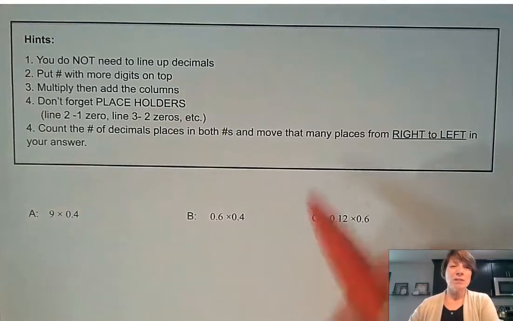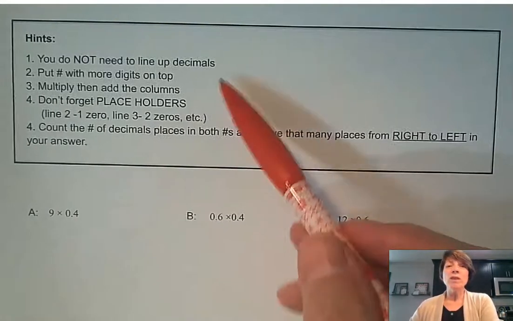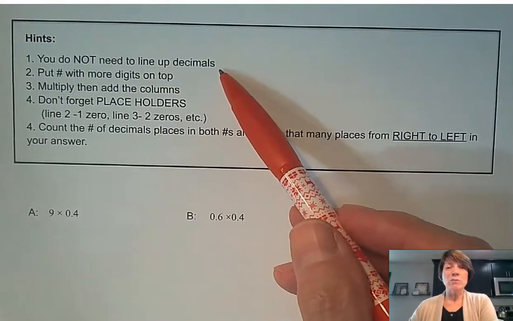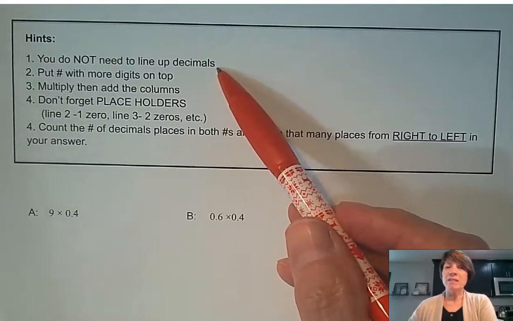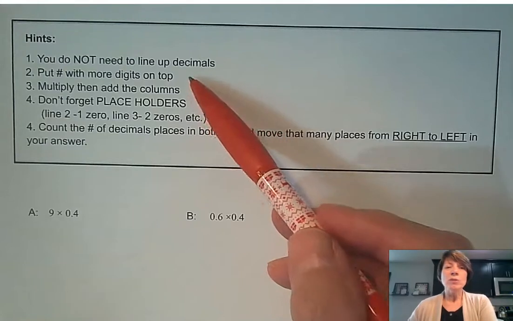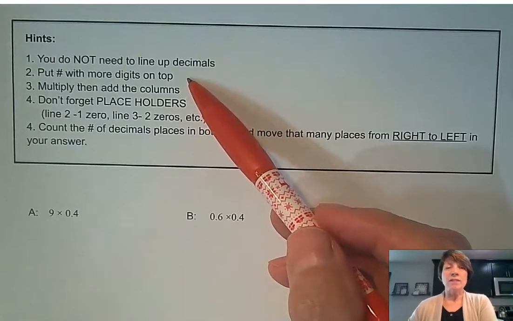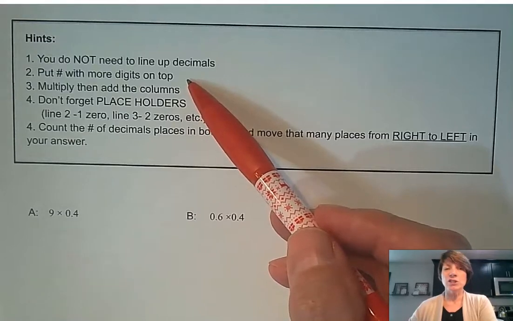So a couple of tips here. First of all, even though we lined up the decimals when we were adding or subtracting, we don't line up the decimals when we're multiplying. And that's one of the biggest mistakes I see people make, is that they want to line up the decimals when you're multiplying. Don't do that. We're going to put the longer number on the top. It might not necessarily be the bigger number, but it'll be the number with the most digits goes on the top.